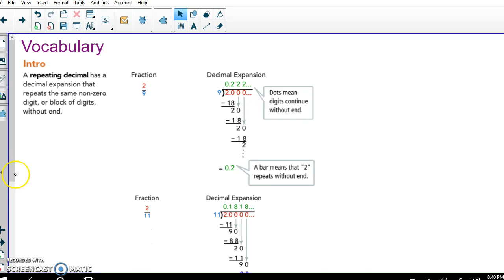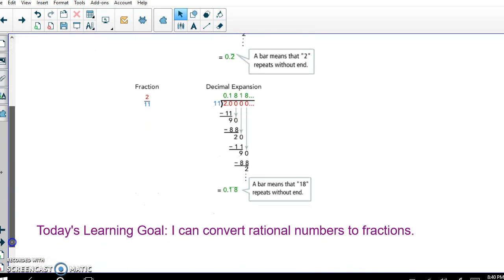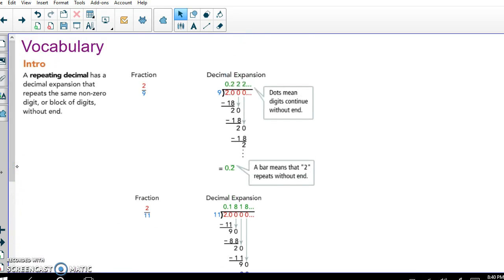Today we are going to look at converting rational numbers to fractions. That will be today's point of emphasis. You have your note sheet, which is a Frayer model vocab graphic organizer. On the front side you can put "repeating decimal" as the term. The definition is that a repeating decimal has a decimal expansion that repeats the same non-zero digit or block of digits without end.